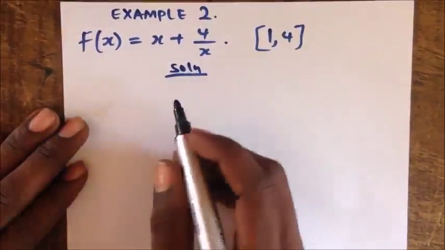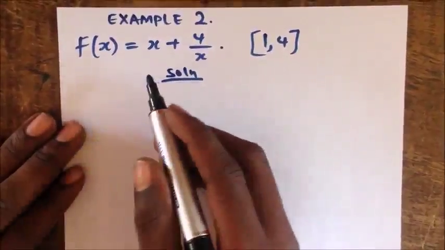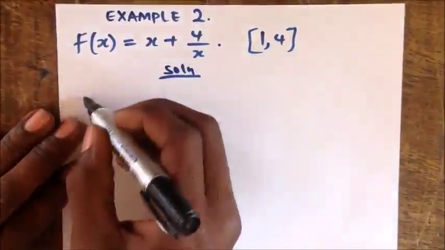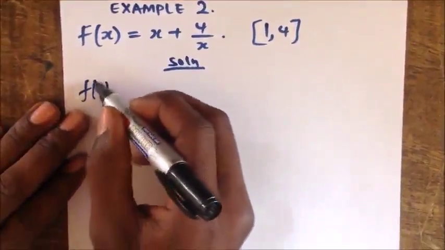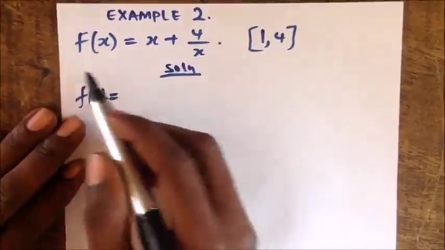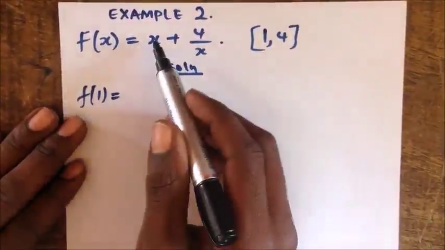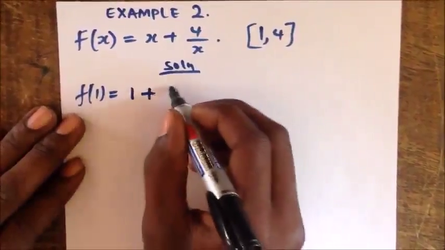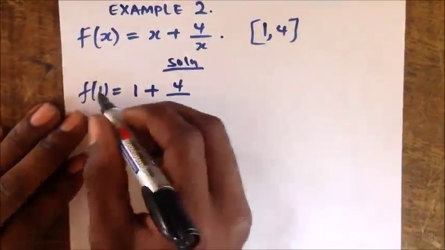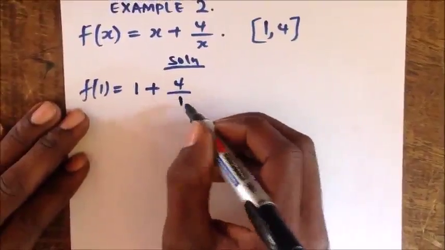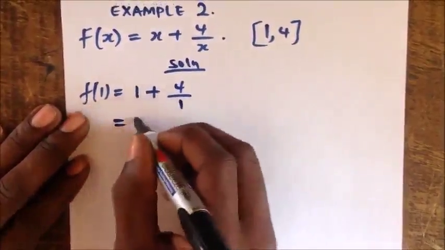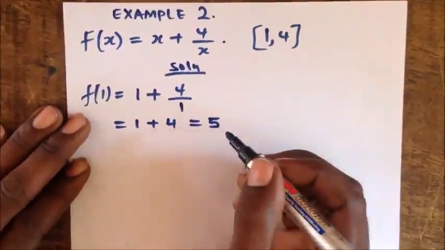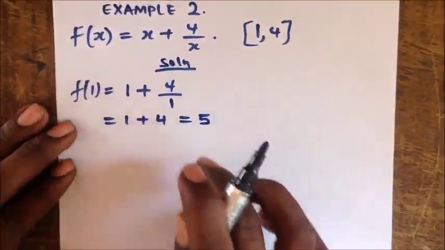So let's see whether the function is continuous or not. To show the function is continuous, we are to find f of 1 and f of 4, which are our a and b. So f of 1: we substitute 1 anywhere we have x in the function. So we have x, and our x is 1, plus 4 divided by x, and remember our x is 1 because it's f of 1. This is equal to 1 plus 4 divided by 1, which is equal to 5. So f of 1 is equal to 5.